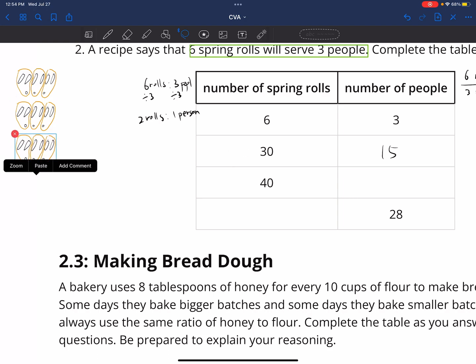18, 24, and 30. This is kind of scary. Look at all these faces. Anyways. So if you take a look, I have 30 spring rolls.